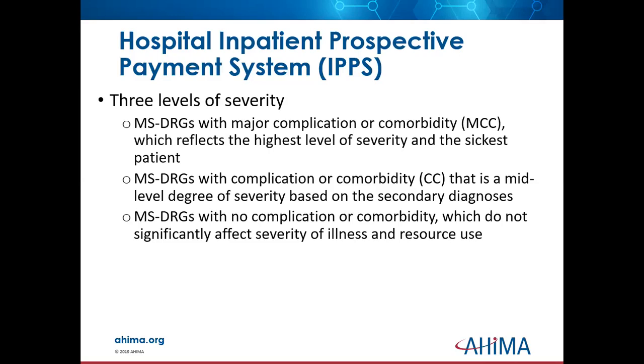So an MSDRG with a major complication or comorbidity, or as is abbreviated, MCC, is the sickest and the most resource intensive of the MSDRGs. MSDRGs with just a complication or comorbidity that's mid-level get less, and MSDRGs with no complications or comorbidity, which don't really affect the severity of the illness, get the least of the same MSDRG. Let's take a look at your text where they get into this in a much finer level of detail than the slides.